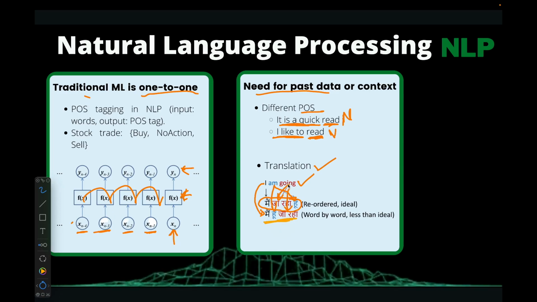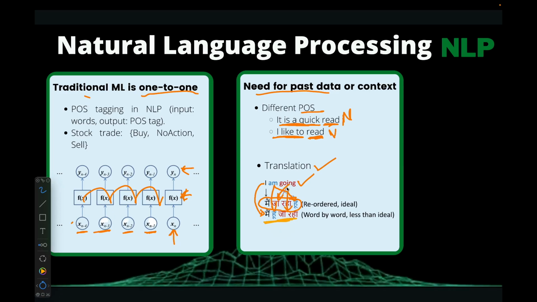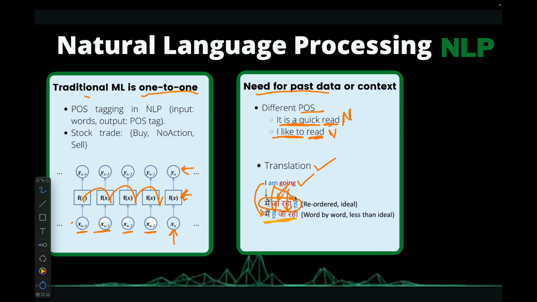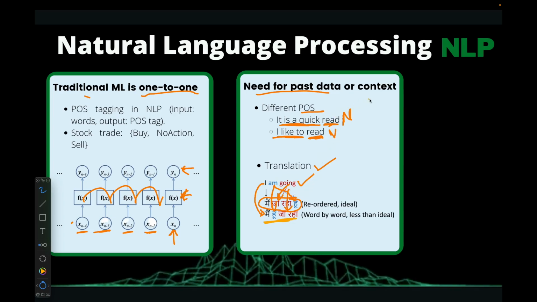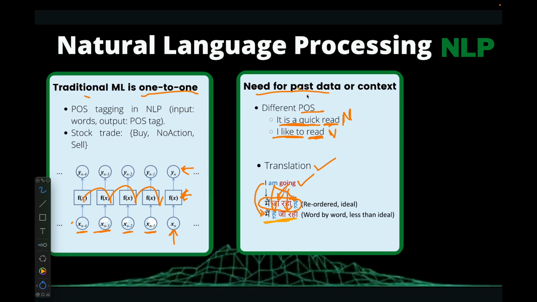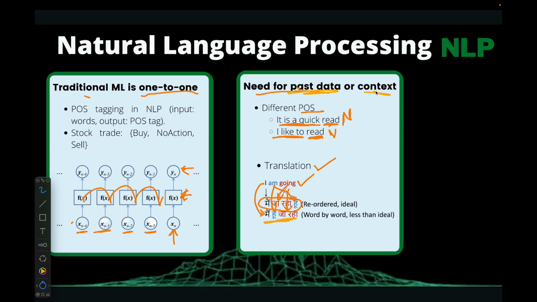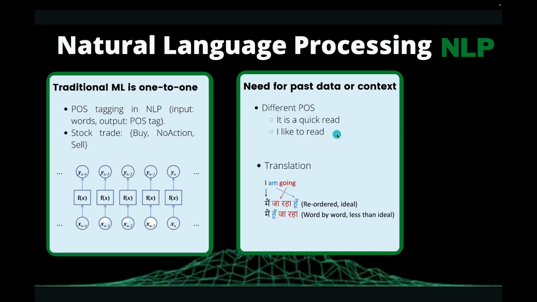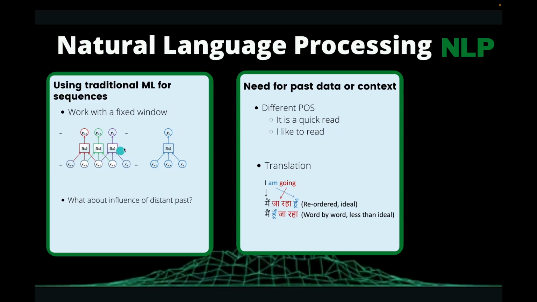So it has to take into consideration the context. The context is actually important over here. That's why we say that there's a need for past data or context. All right. Now, what will traditional ML try to do?